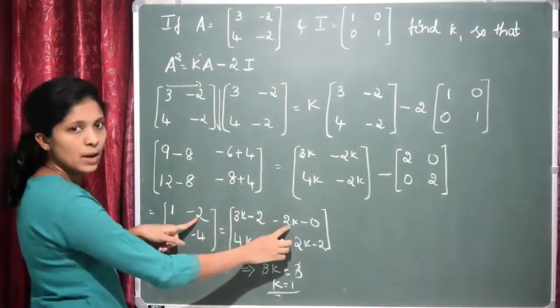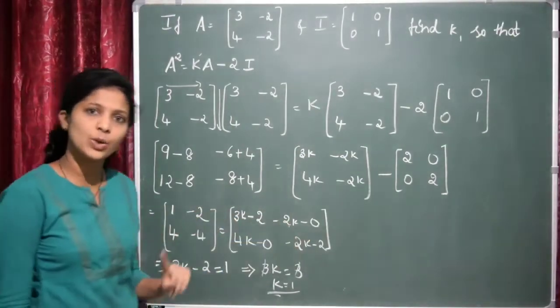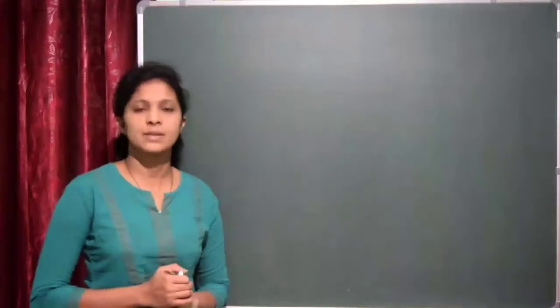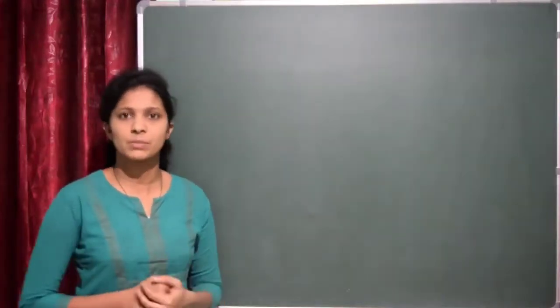Or else you can go with the second one. Minus 2 is equal to minus 2K minus 0. So minus 2 and minus 2 will get cancelled. K will be equal to 1. Any one element you equate, you will get the value of K. In that exercise, some more problems are there. Try to solve those problems. All the problems are similar, based on multiplication only.